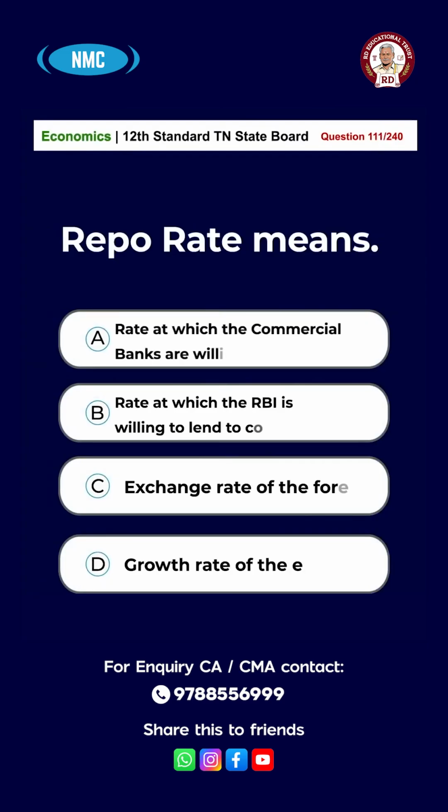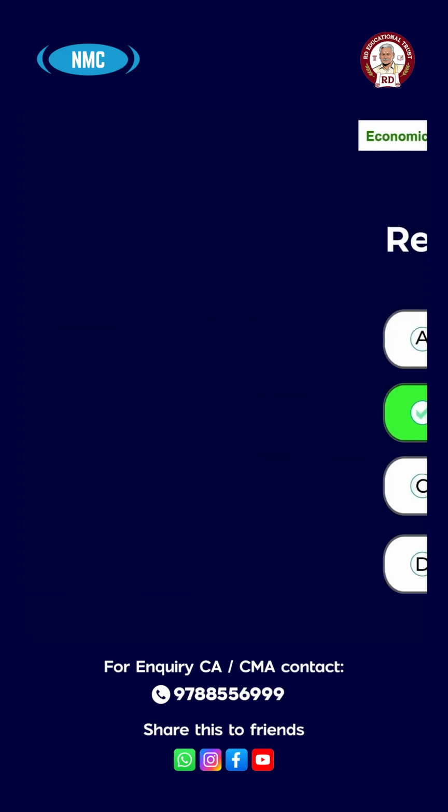Question number 111. Repo rate means option A. A rate at which the commercial banks are willing to lend to RBI. Option B. Rate at which the RBI is willing to lend to commercial banks. Option C. Exchange rate of foreign. Option D. Growth rate of an economy. The answer is option B. The rate at which the RBI is willing to lend to the commercial banks.